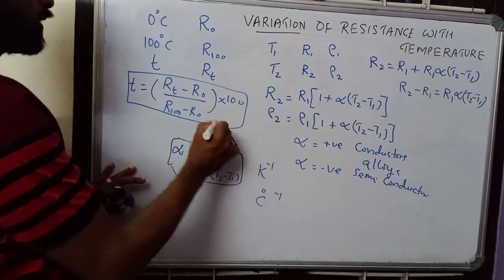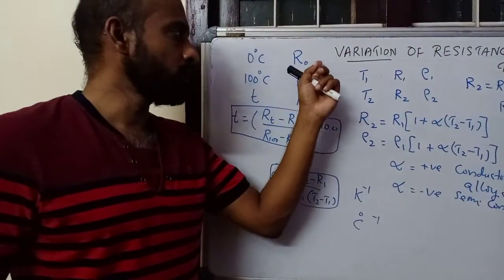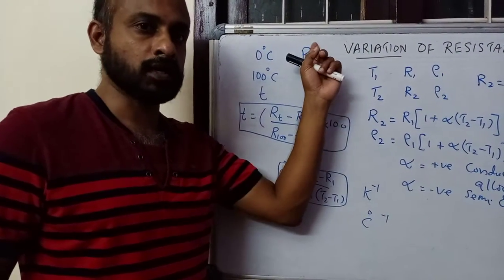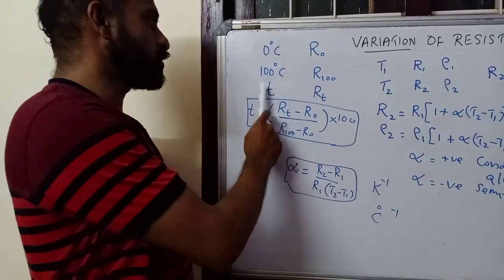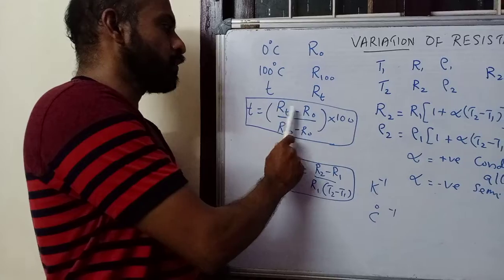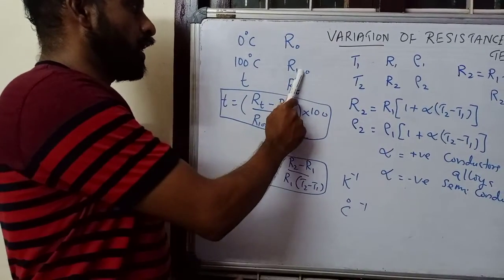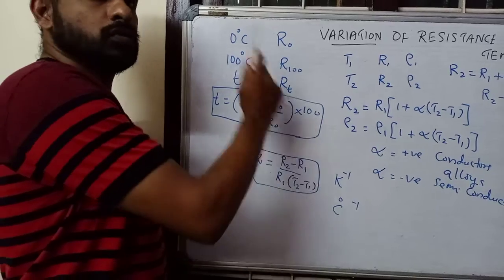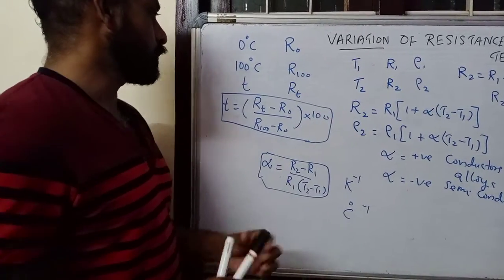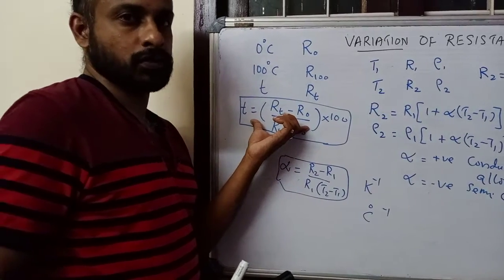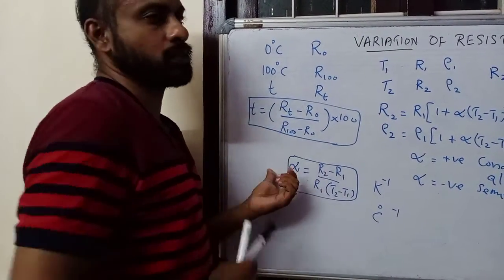So we have three temperatures here: 0 degree Celsius, 100 degree Celsius and the unknown temperature, and we know the corresponding resistances R0, R100 and RT. Now if we want to find the unknown temperature, the relation is (RT − R0) divided by (R100 − R0), the whole multiplied by 100. We want to learn this equation because there is a problem given in the NCERT text. In the example section there is a problem and you have to use this equation to solve it.